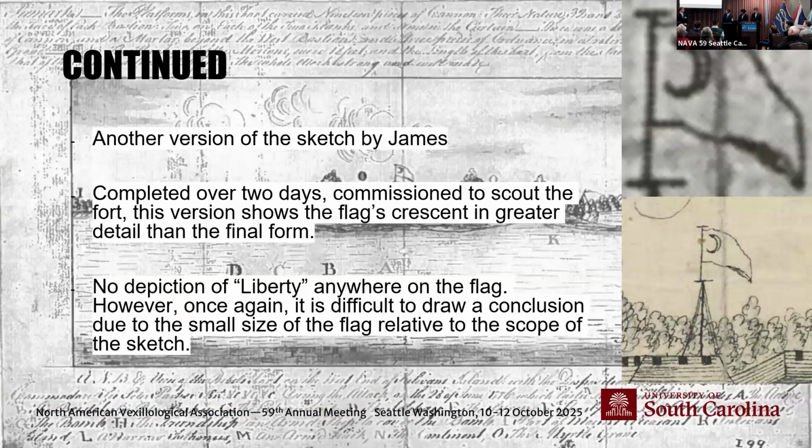It's still very difficult to see the flag in the actual sketch itself. It's likely that James was focusing more on the strategic aspects of the fort rather than the symbolic details like you would see in the flag. And that's probably why the detail of the crescent sort of eroded going into this final sketch.